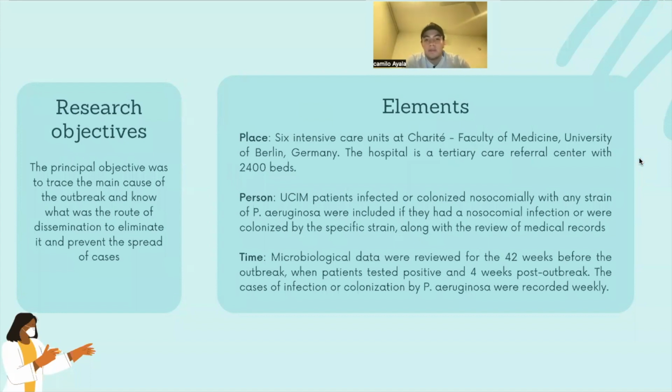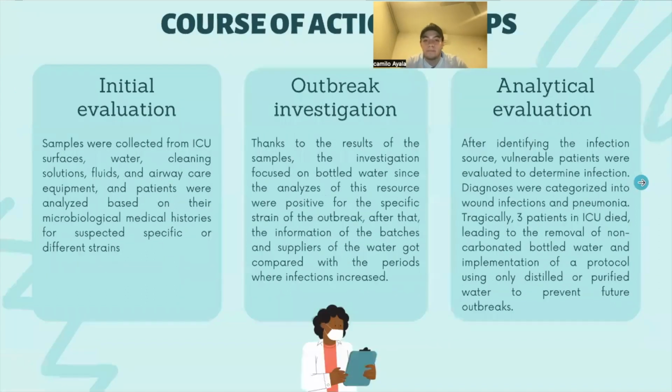Person. Intensive care unit patients infected or colonized nosocomially with any strain of Pseudomonas aeruginosa were included if they had a nosocomial infection or were colonized by the specific strain, along with the review of medical records. Time. Microbiological data were reviewed from the 42 weeks before the outbreak, when patients tested positive, and 4 weeks post-outbreak. The cases of infection or colonization of Pseudomonas aeruginosa were recorded weekly.